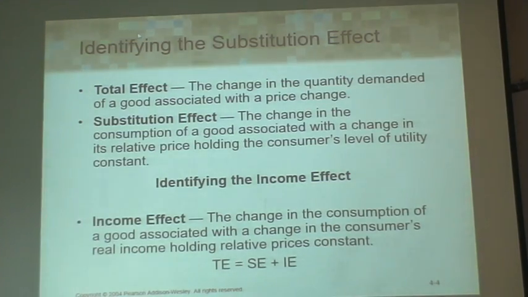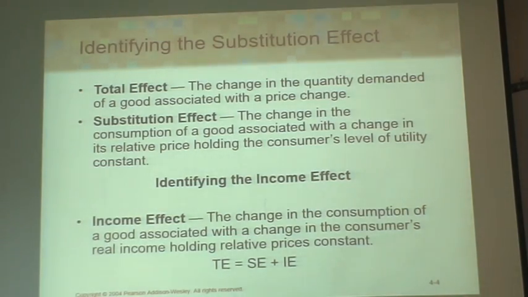So the total effect, we call price effect. Price effect has two parts. The first one, income effect, and the second one, substitution effect. Substitution effect is always negative because what? Price goes up, you buy less. Price goes down, you buy more. For income effect, it depends on what kind of goods it is. It could be normal goods, then it will be positive. It could be inferior good, then it's negative.